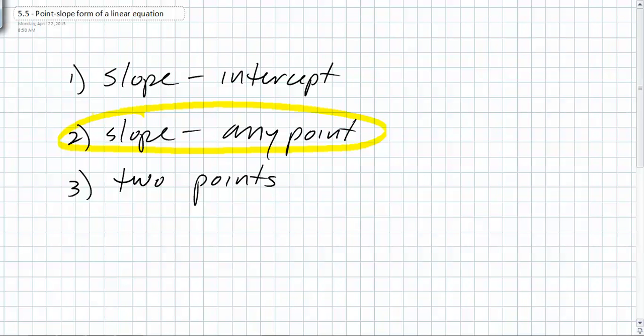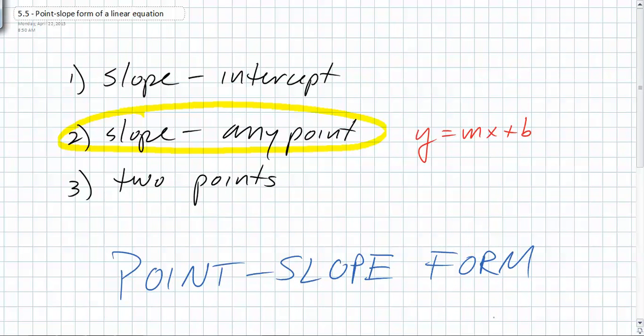And we've done this before by using slope-intercept form, using y equals mx plus b. We would plug in the slope and the point to find the b value. There's a quicker way to do that, and the quicker way to do that is using the point-slope form of a line. What does that look like?